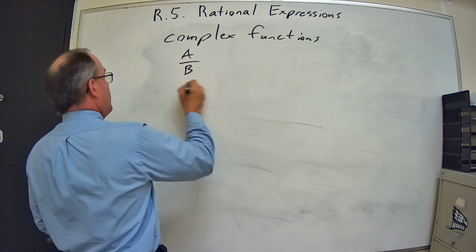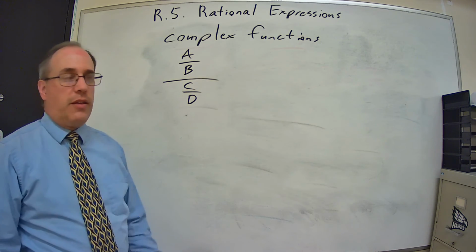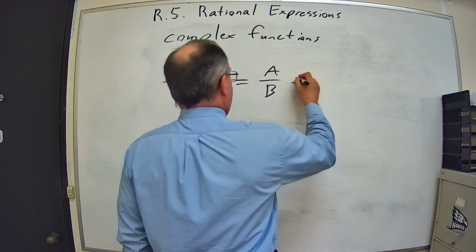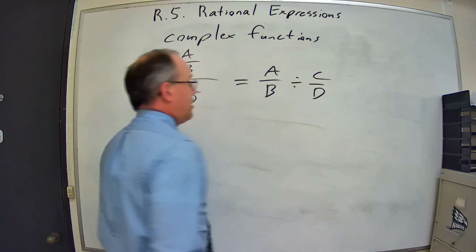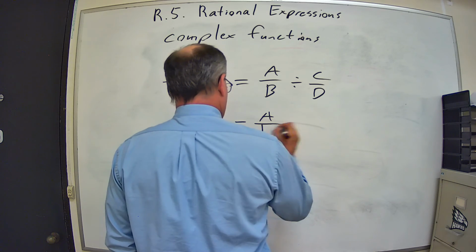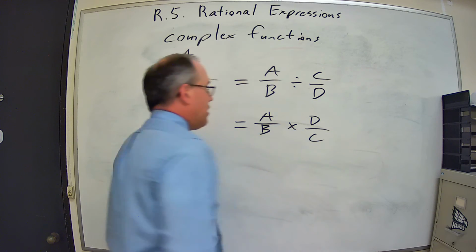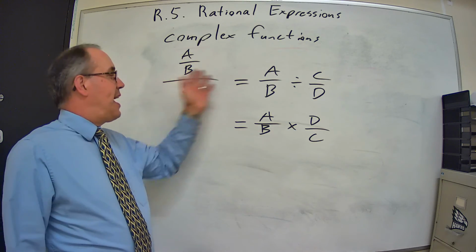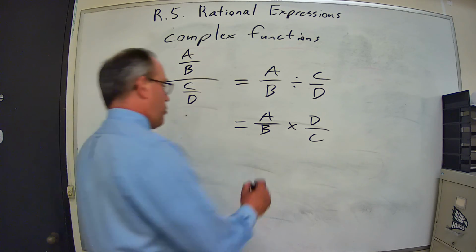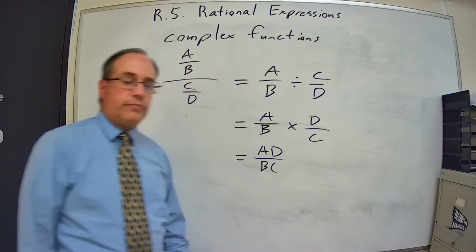A over B over C over D. Which is just what? It's just division. A over B divided by C over D, which is just what? Multiplication, equal to A over B multiplied by D over C. And of course, remember, you've got to make sure that you can't have 0 in a denominator, any part of this, which is equal to AD over BC.